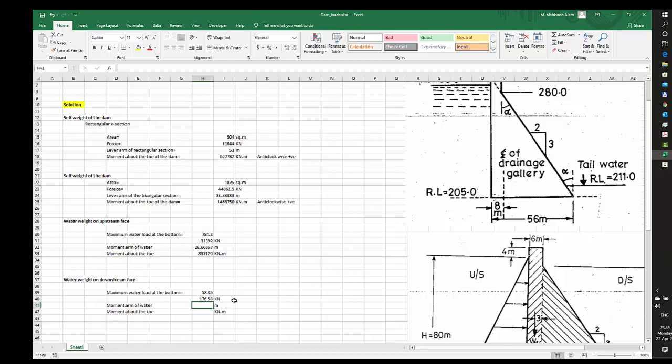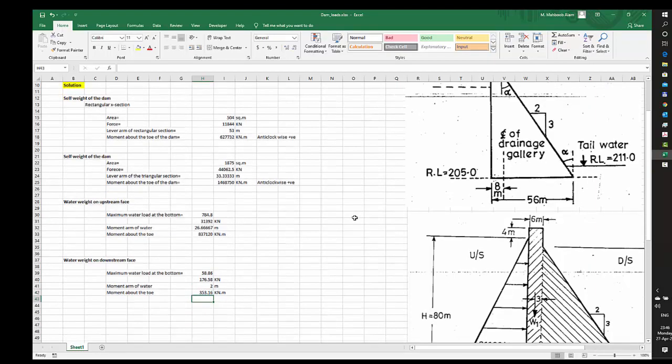Again, the moment arm of this water here, which is stored here, again it's a triangular shape. 1/3 of 6 meters should be the center point where the total load of water on the downstream side is acting on this dam structure. So this would be equal to 1/3 of 6 meters, should be coming up as 2 meters. I'll multiply these two values to get the moment, or the total moment generated by the tailwater on the dam side.